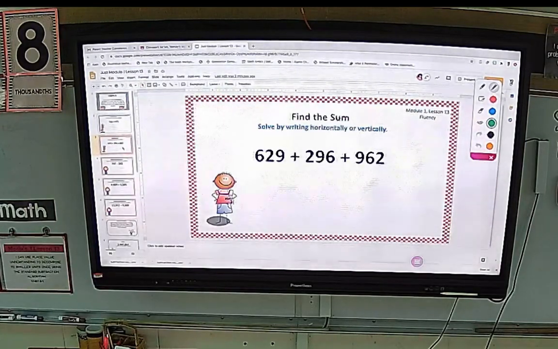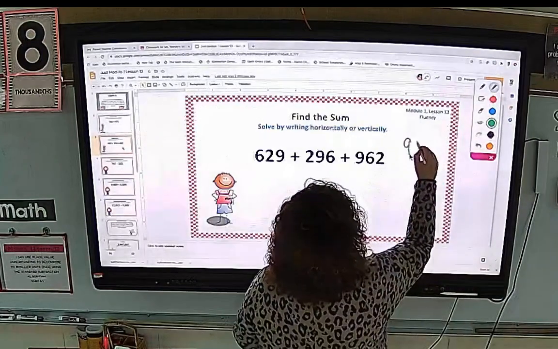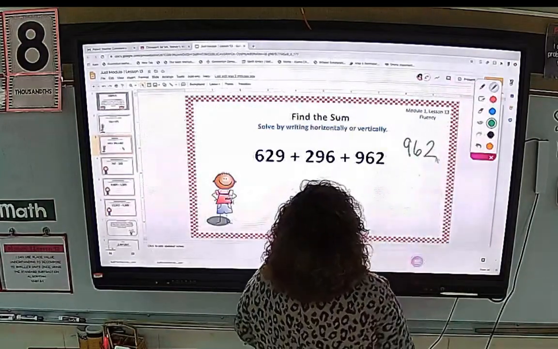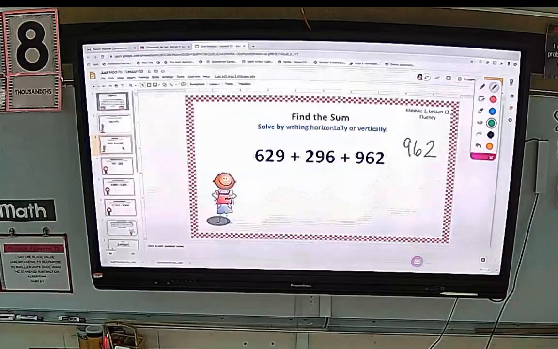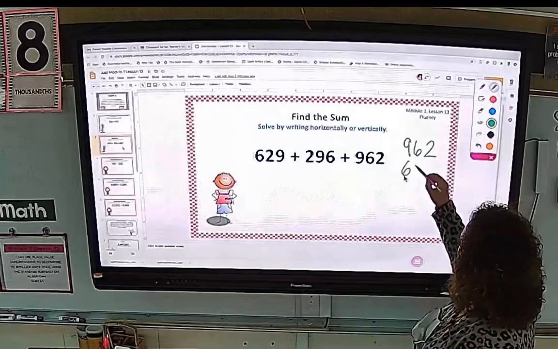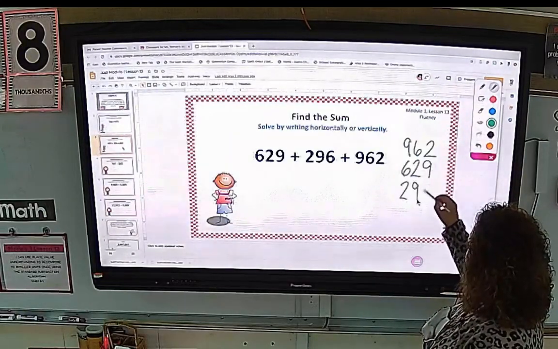Which of these 3 numbers is the largest? No. Do you know? We have 2 of these for a good reason. All right, which of these is the largest? Mason, go ahead. 962 and 629. Okay, there's our largest. What's our second largest number, Miranda? 629. Okay. And that would leave 296 as our smallest.